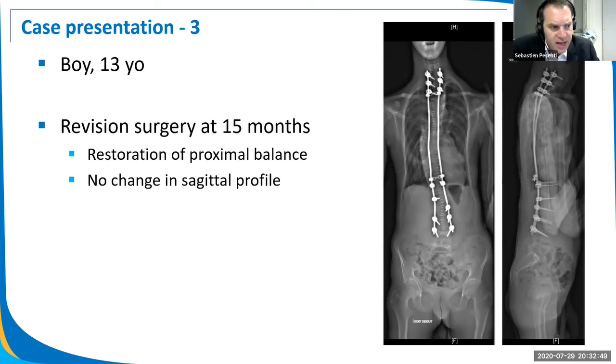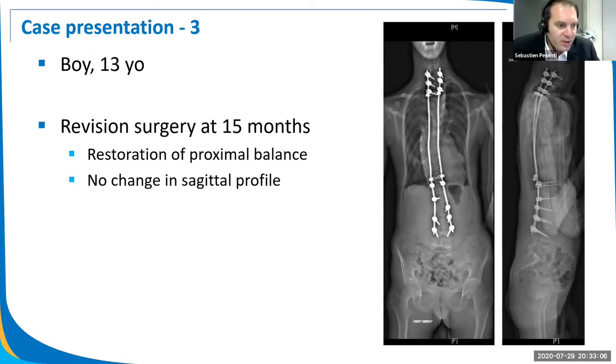I think it's because it's a Marfan, we were able to do a little bit of compression and distraction maneuvers once the screws were inserted. And it was sufficient to have a good balance of the upper thoracic spine.